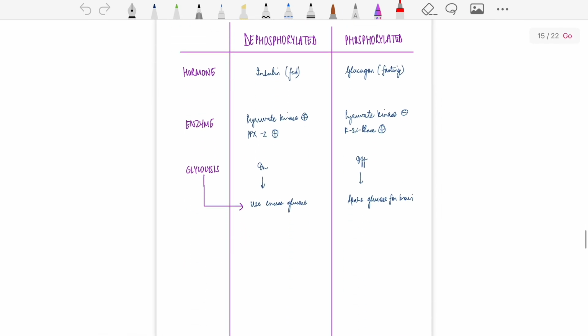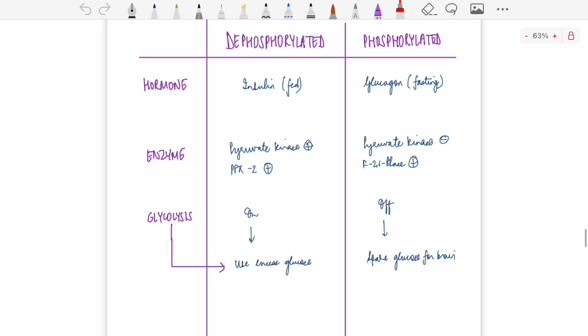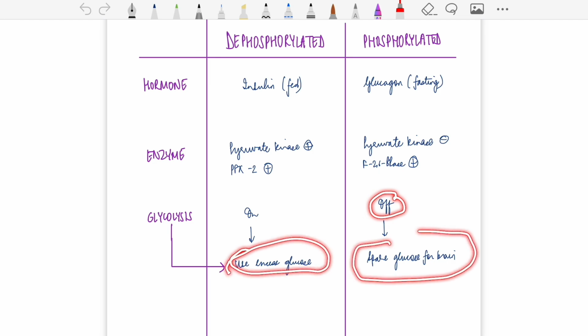So in short, if I were to summarize it, in the dephosphorylated state, insulin is the hormone. In the phosphorylated state, glucagon is the hormone. Over here in the dephosphorylated state, pyruvate kinase and phosphofructokinase 2 are activated. And over here, PFK and pyruvate kinase are inhibited and fructose 2,6-bisphosphatase is activated. So glycolysis is on in the dephosphorylated state and in the phosphorylated state it is off because over here we have to spare the glucose for the brain.